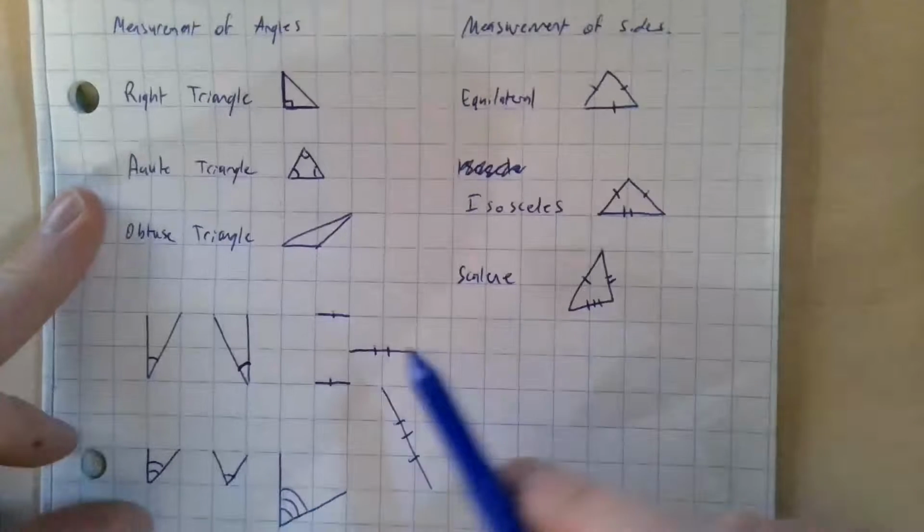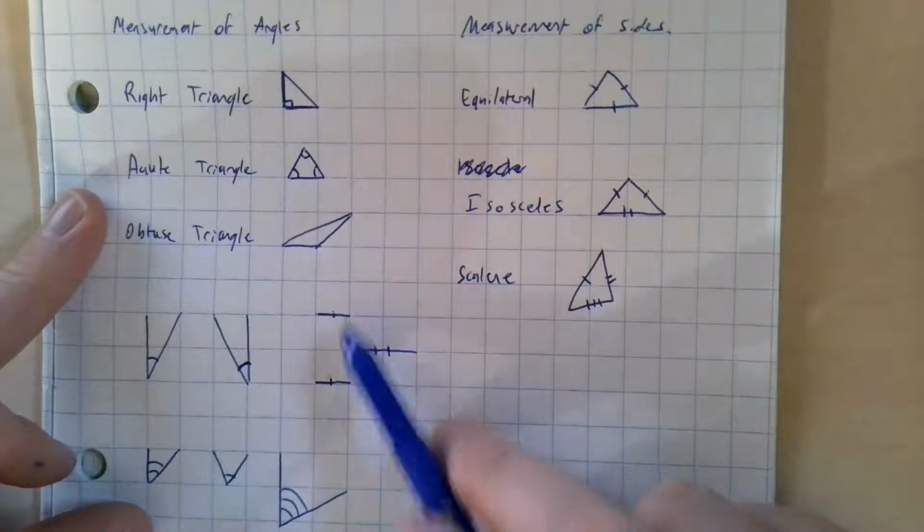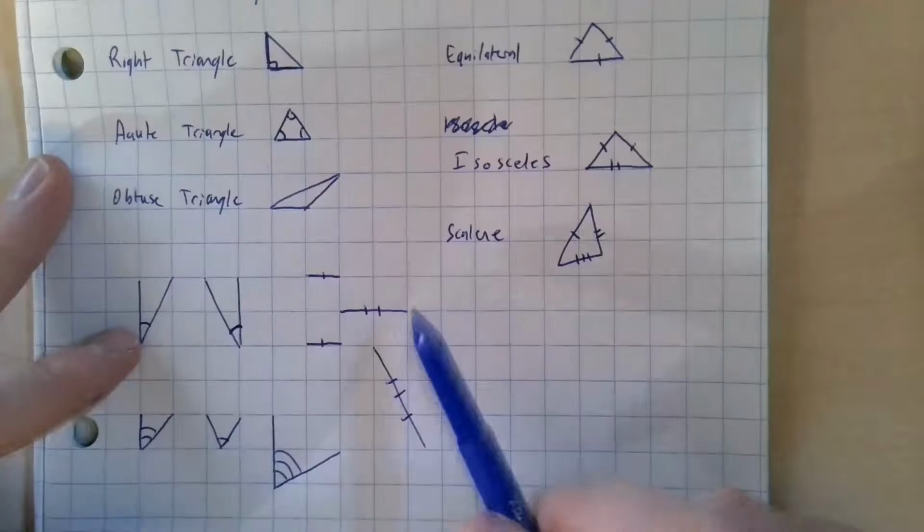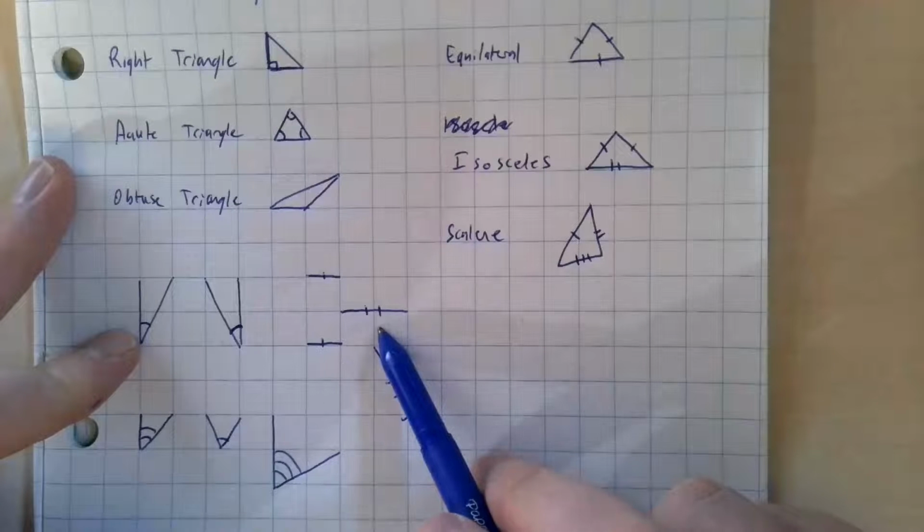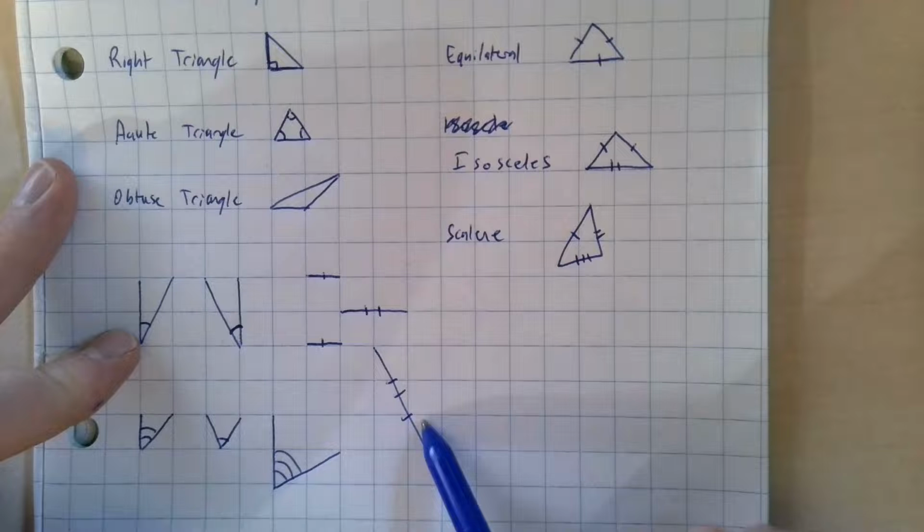We can also do the exact same thing with measurement of sides. So we can do one dash, and that means that these two lengths are the same. I know they're not perfect, but work with me here. This is a two dash, and there's no other two dashes, and this is a three dash.